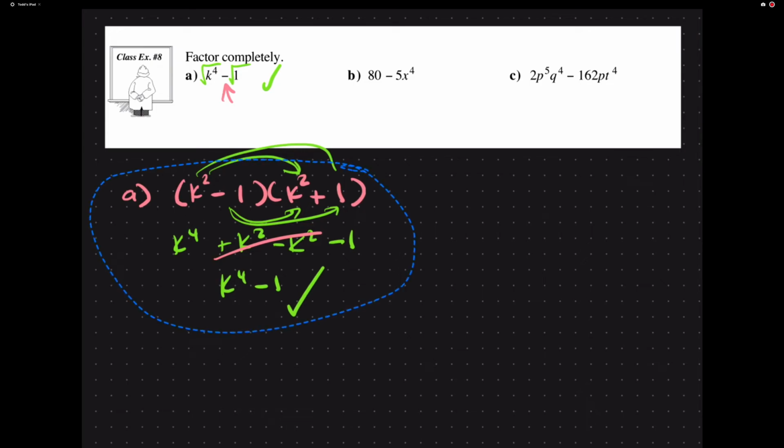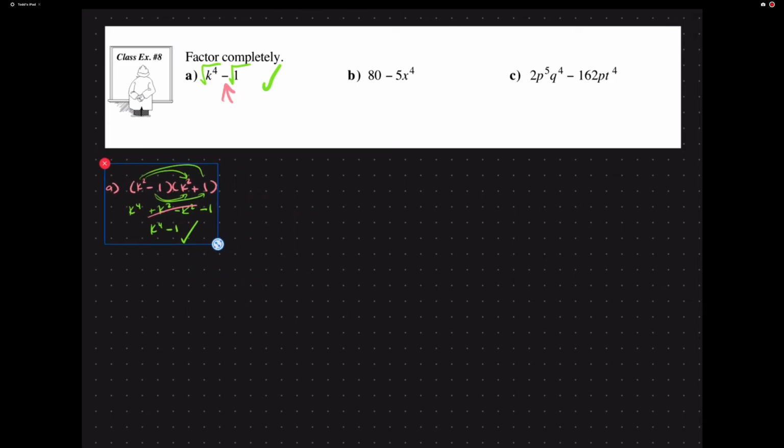Okay, now what about B? B states that we got 80 minus 5x to the power of 4. So I'm just going to spin this thing around. So I've got a negative 5x to the 4. No, I'm just going to leave it the way it is. We'll leave it like that.